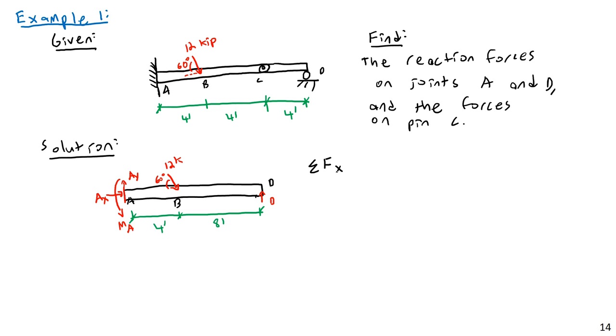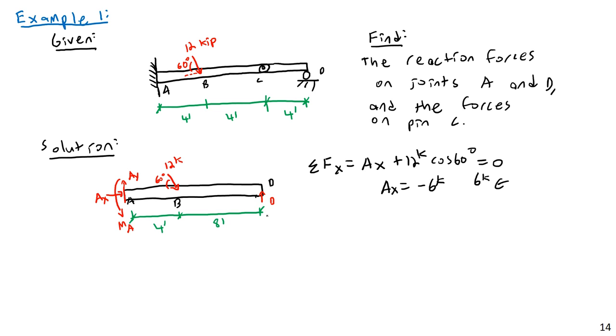Sum of forces in the x direction. I'm going to have AX plus 12 kips times the cosine of 60 degrees. And this equals zero because it's a statics class, and that means that AX is equal to negative 6 kips, or just 6 kips to the left. So we'll have a reaction force AX of 6 kips to the left.